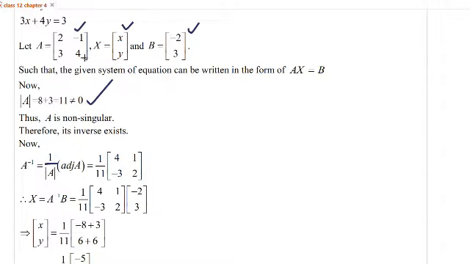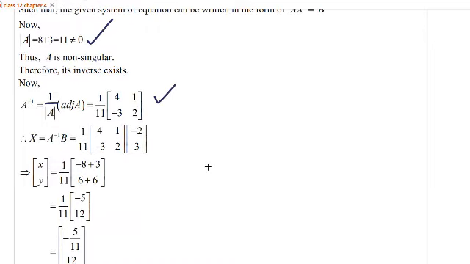Just interchange these values. Here we'll write 4, here we'll write 2, so 4, 2, and then change the sign of these elements, the secondary diagonal. So this is negative, we'll make it positive, this is positive, we'll make it negative. So the inverse is 1 upon determinant A into adjoint A, right? Now X is equal to A inverse B.